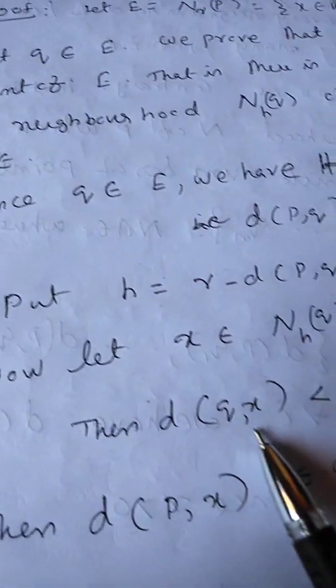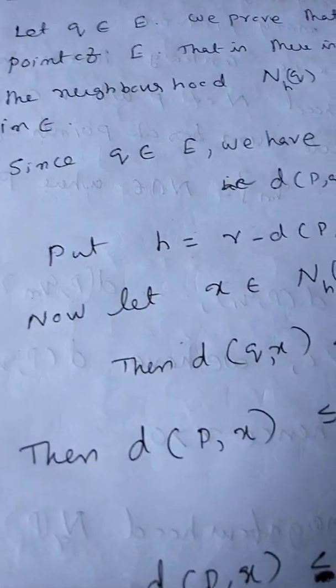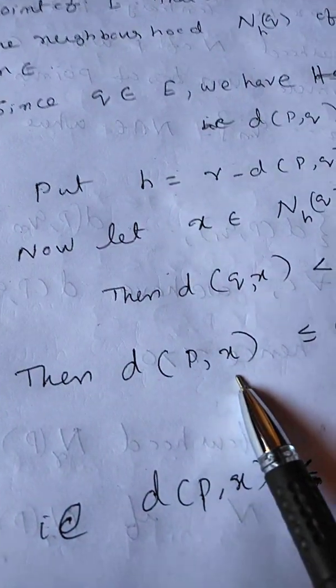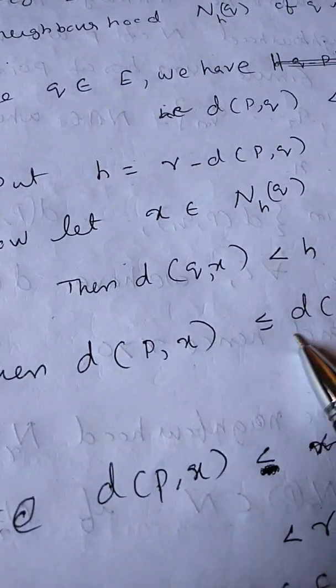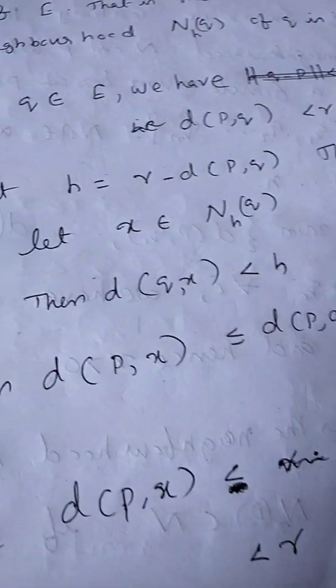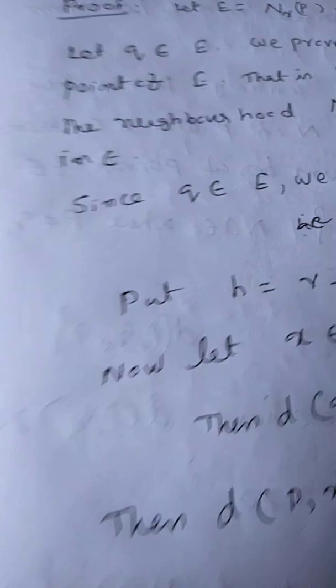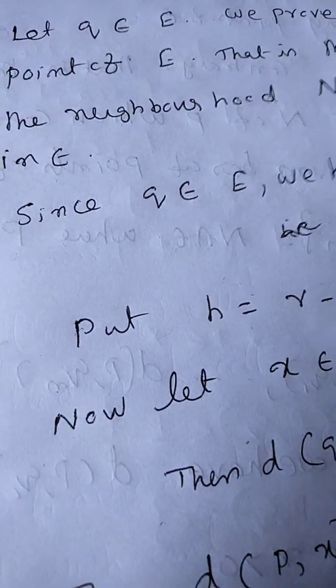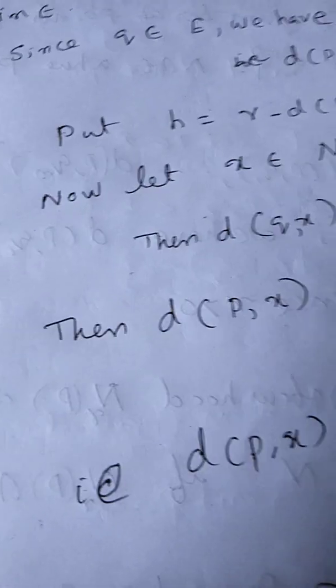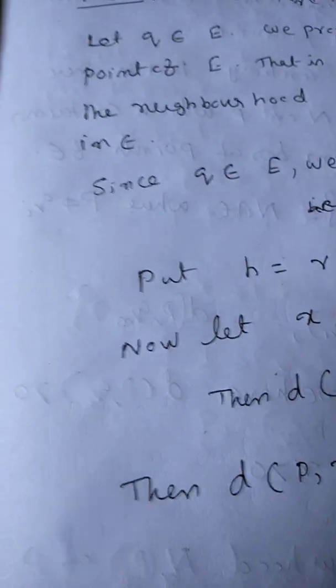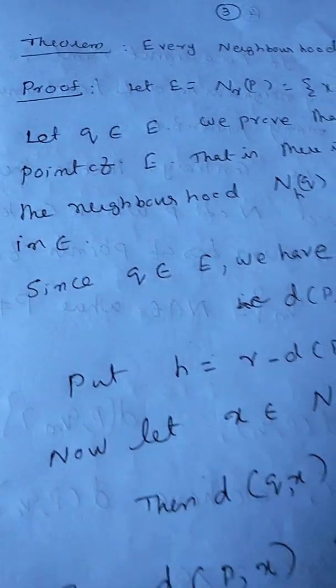Then definitely d(q,x) is less than h, because this is a neighborhood of radius h. Then d(p,x) is, by the triangle inequality, less than or equal to d(p,q) plus d(q,x). Since d(q,x) is less than h, this is less than d(p,q) plus h. But we have h equal to r minus d(p,q), so d(p,q) plus h equals r. So, this is less than r. d(p,x) less than r means, what is our E? E equals N_r(p), the set of x belonging to X with d(x,p) less than r. So, we have x belongs to E, that is, N_h(q) is contained in E.